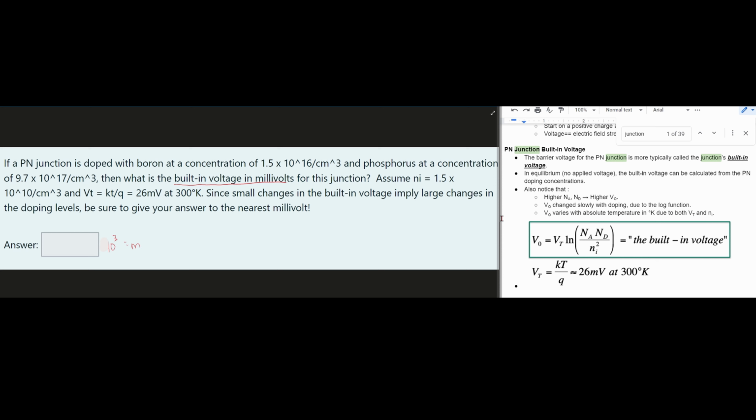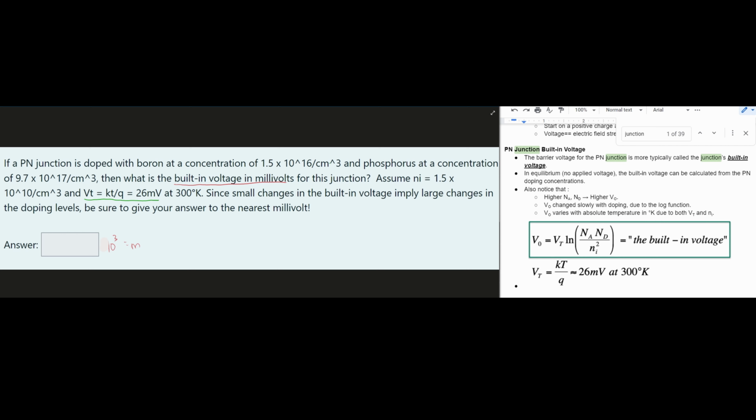V0 varies with absolute temperature, with the K, and it has to be at 300 K, due to the Vt and Ni. So we have our built-in voltage that we want to find here. We just have this formula. We're going to plug in our values. Now our Vt is given to us here as equal to kT over q, at 26 millivolts at 300 K. That's important to be at 300 K.